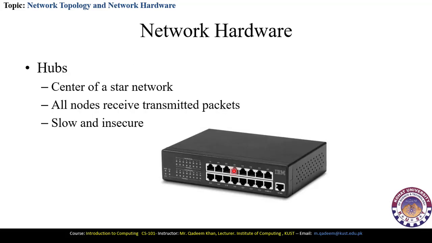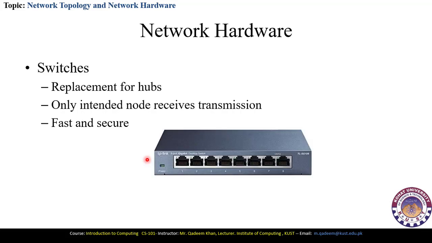Another example of network hardware is called hubs. It is the center of a star network because it transmits data to other computers, and multiple computers can be connected to it. It transmits data to multiple computers over a star network. All nodes receive transmitted packets, but it is very slow and insecure. It can easily be accessed, and it is also quite slow.